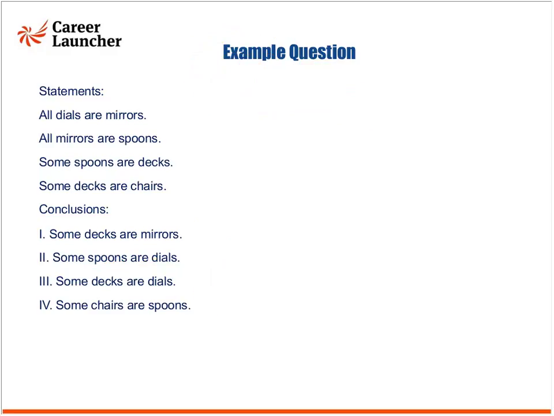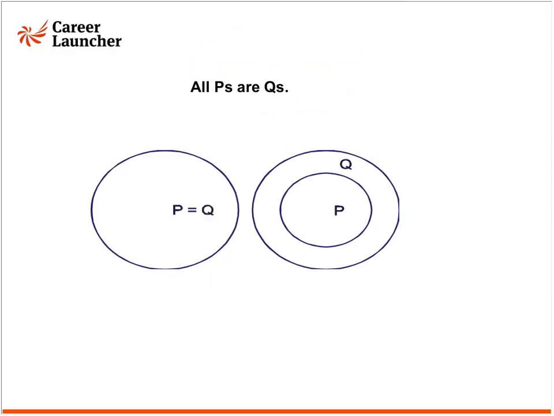Okay, so based on this example, I'll be clearing the basic concepts of how you go about solving syllogisms. The very first concept, which is very easy, is all P's are Q's. So all, as it indicates, सारे P Q हैं. So here we can see that all P's are Q's. Similarly, we can see here all P's are Q's.